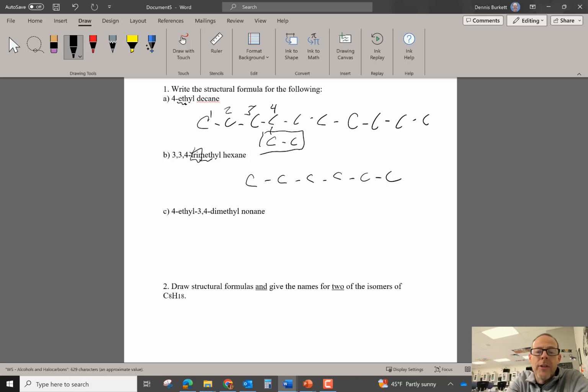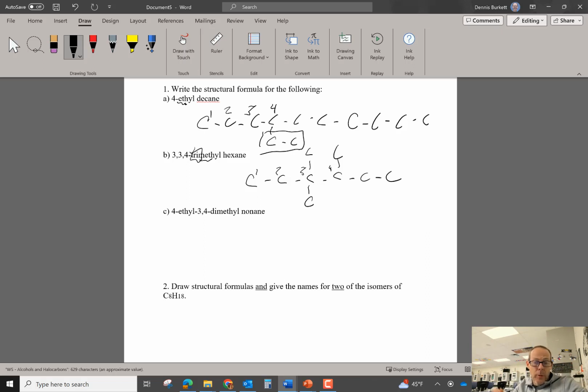So one of my branches is on the 3rd carbon. 1, 2, 3. There's 1 long. Oh, another one's on the 3rd carbon. So if I did 1 up, I'm going to do 1 down. And my next one is on my 4th carbon. So there's my 4th carbon. So notice if I numbered these, 1, 2, 3, I've got 2 on the 3rd carbon because I've got 3, 3, and I've got 1 on 4th carbon.